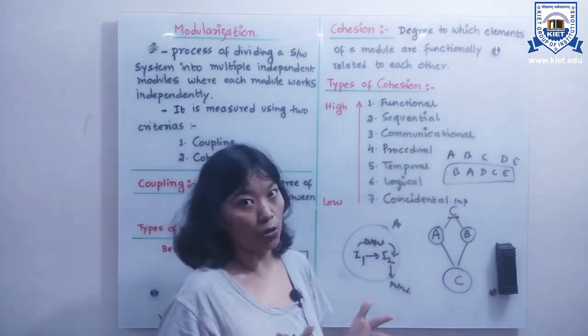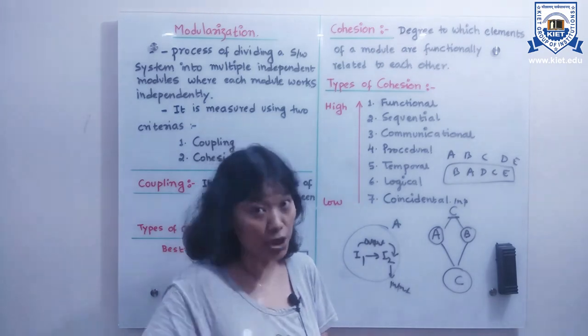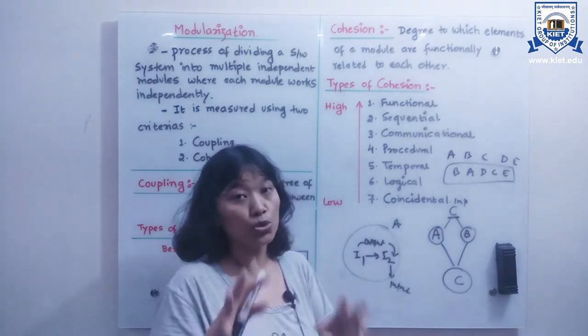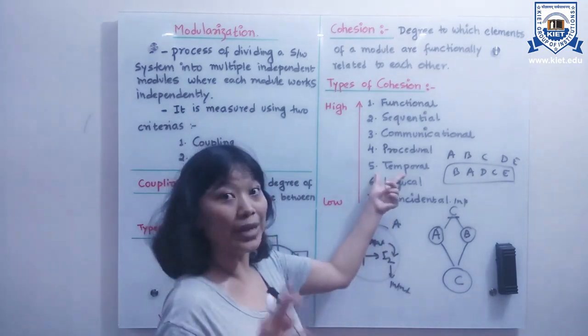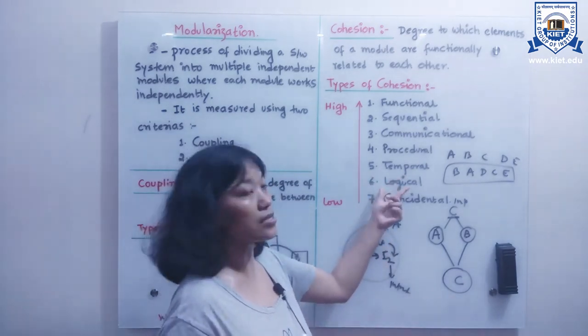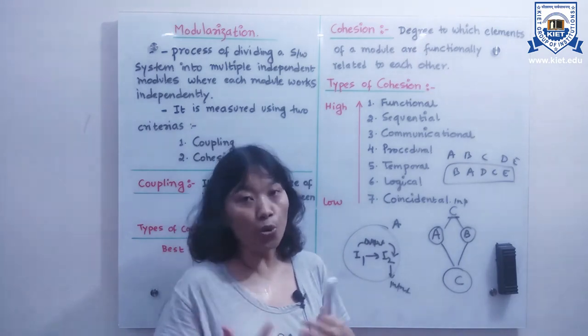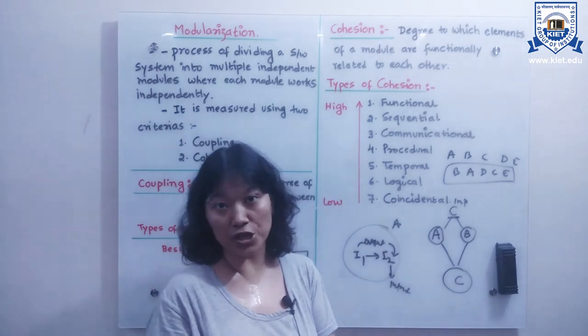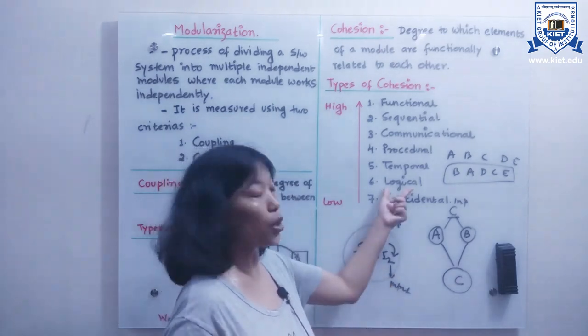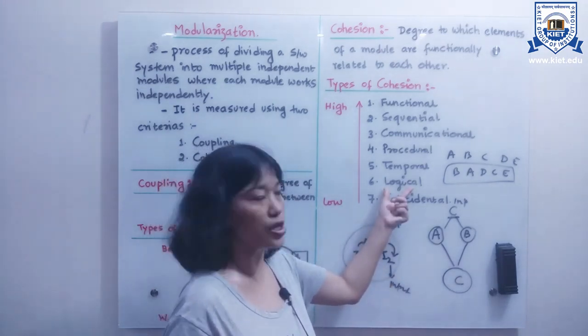Next is temporal cohesion, when two operations are executed at a similar time. Such time frame related cohesion is called temporal cohesion. Next is logical cohesion, when two operations are logically connected but not functionally. Such cohesion is generally called logical cohesion.